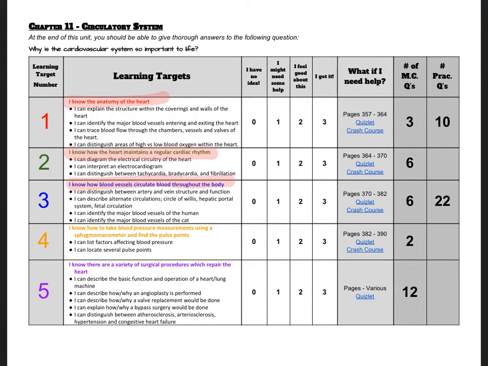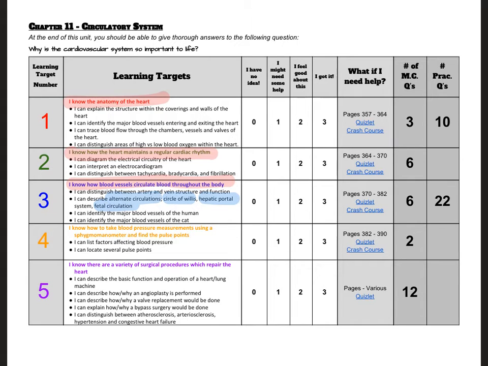We are currently on learning target number 3. Last week we focused on all the major blood veins of the human, and this week we're going to finish up with the arteries. Another thing we're going to do in this podcast is talk about some alternate circulation: the circle of Willis, the hepatic portal system, and fetal circulation. So we're going to learn that today too.